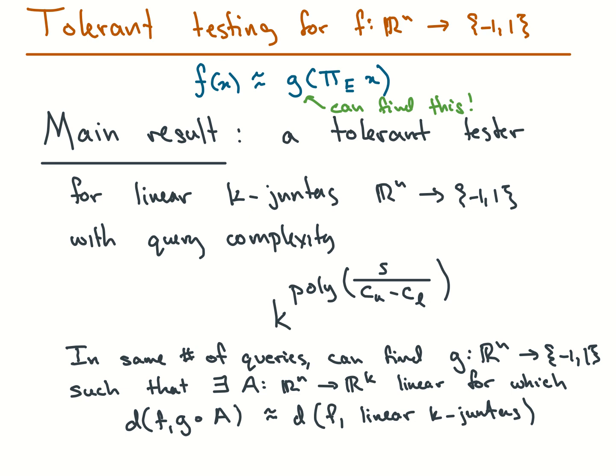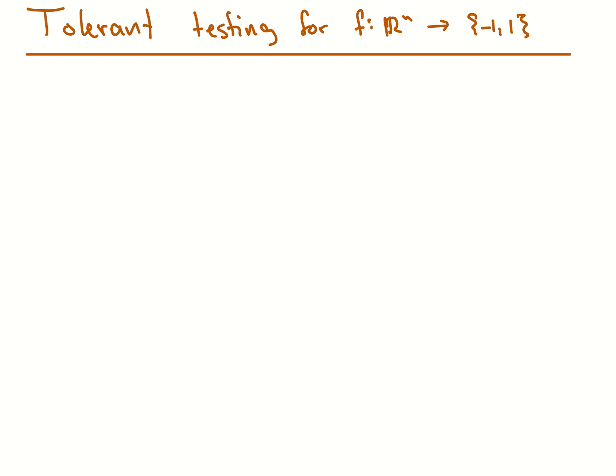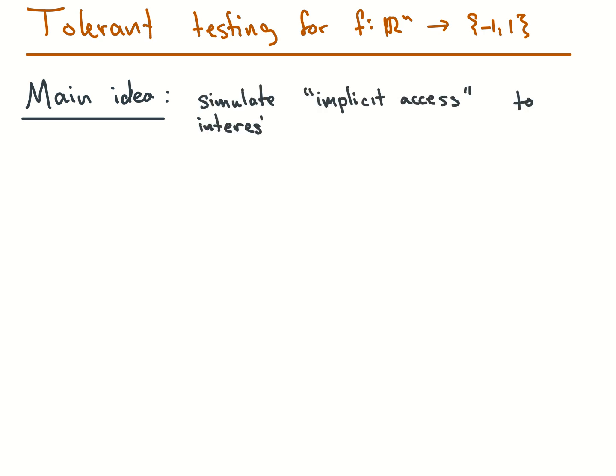In particular, this also means that we can test subclasses of linear juntas, like we can test how close f is to the set of XORs of k half spaces or something like that. This is interesting because even tolerant testing for a single half space wasn't previously known. And there's one idea in particular that might be of independent interest, which is the idea of implicit access to the interesting directions.